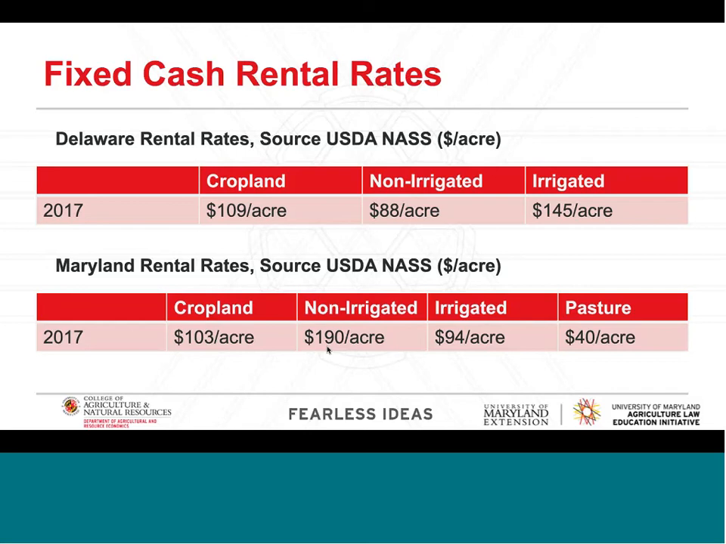But looking at the most recent numbers for 2017, in Delaware, we're looking at all cropland being about $109 per acre. Non-irrigated, it's about $88, and irrigated, it's about $145 per acre. Maryland, we're looking at $103 per acre. Flip non-irrigated and irrigated, that should be $190 for irrigated and $94 for non-irrigated. Sorry about that, that's on me. I apparently did not pay attention.